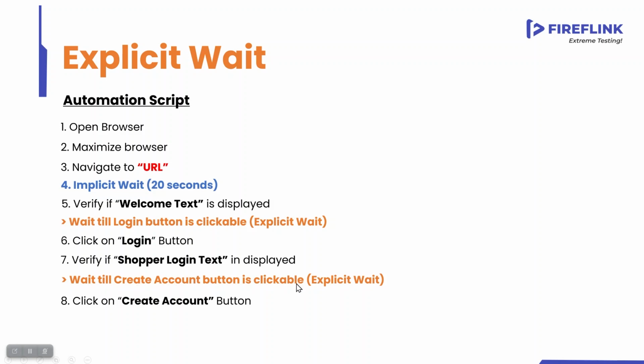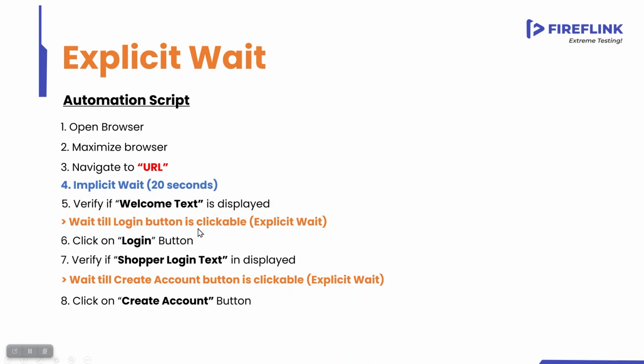So here you can ask me, is explicit wait only for clickable? No, this is one of the conditions. We have other conditions also, like it should be visible or it should be invisible. So we have multiple conditions which we'll be exploring once we are in the platform. I just want you to understand that whenever you want a specific element's functionality, you will be going for explicit wait. So here, as I said, wait till the login button is clickable. This is my condition.